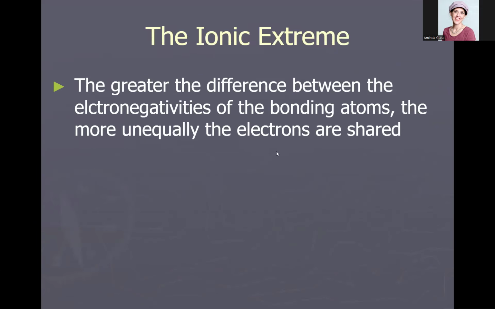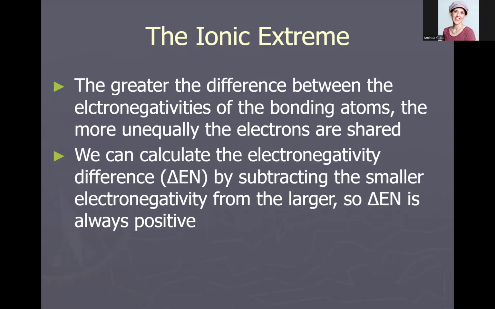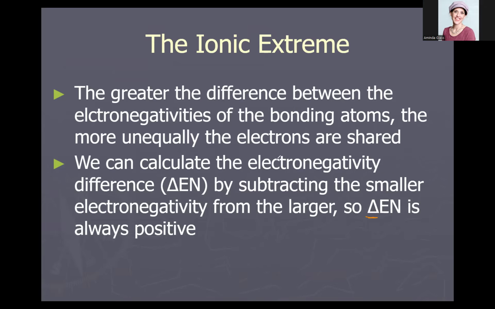Now, the greater the difference between the electronegativities of the bonding atoms, the more unequally the electrons are shared. We calculate the electronegativity difference by subtracting the smaller electronegativity from the larger. The delta represents change, and EN stands for electronegativity, and the difference is always positive.